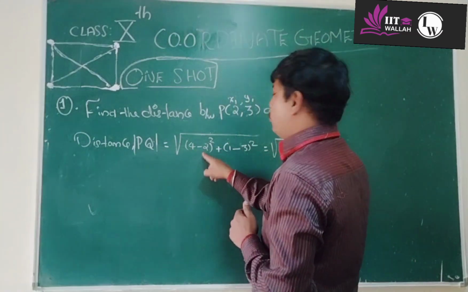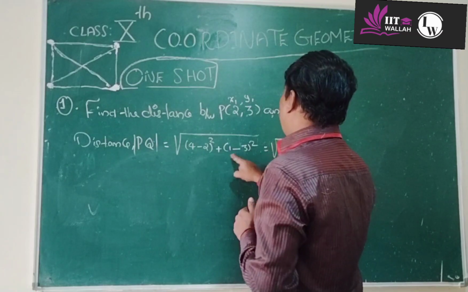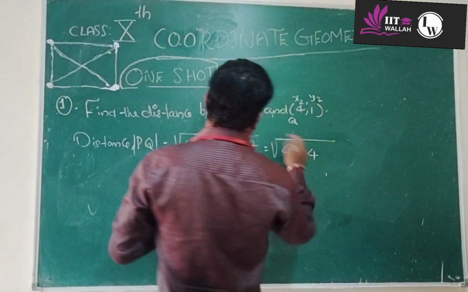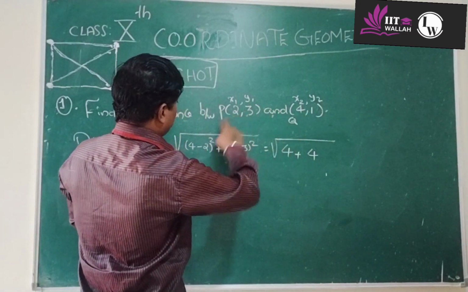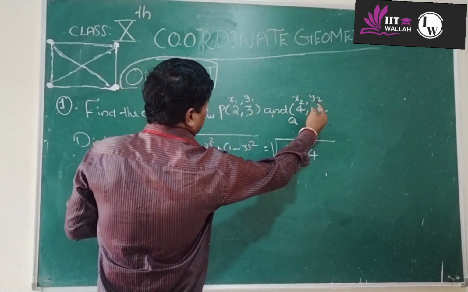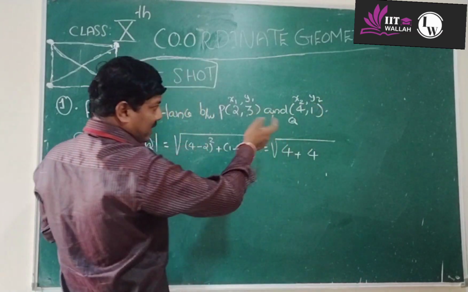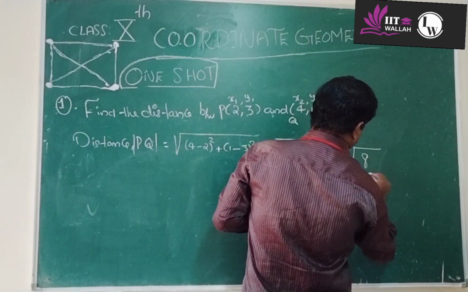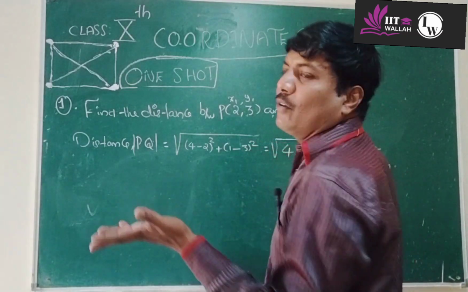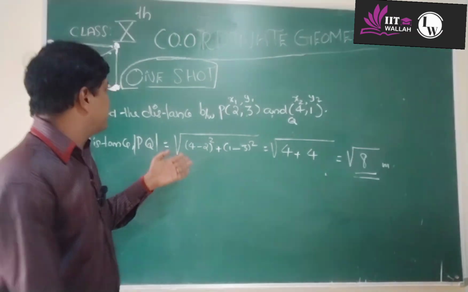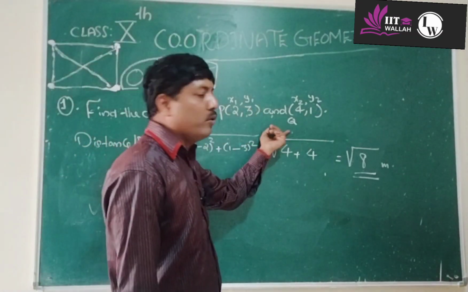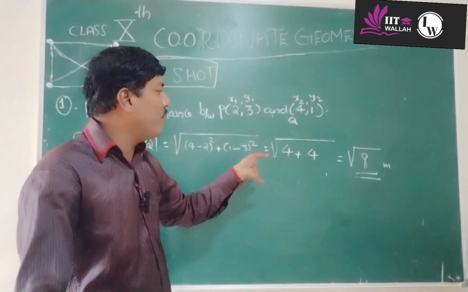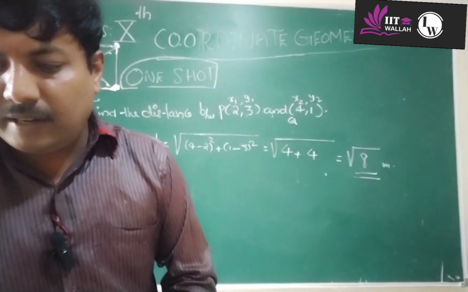That means root of 4 minus 2, 2 square, 4, plus 1 minus 3, minus 2, minus 2 square, 4. One more time you check: 4 minus 2 is 2, 2 square is 4. 1 minus 3 is minus 2, minus 2 square also 4. It is root 8 meter or centimeter, whatever. This is the distance between the points P and Q whose coordinates are given like this. This is how we can find the distance between the points.